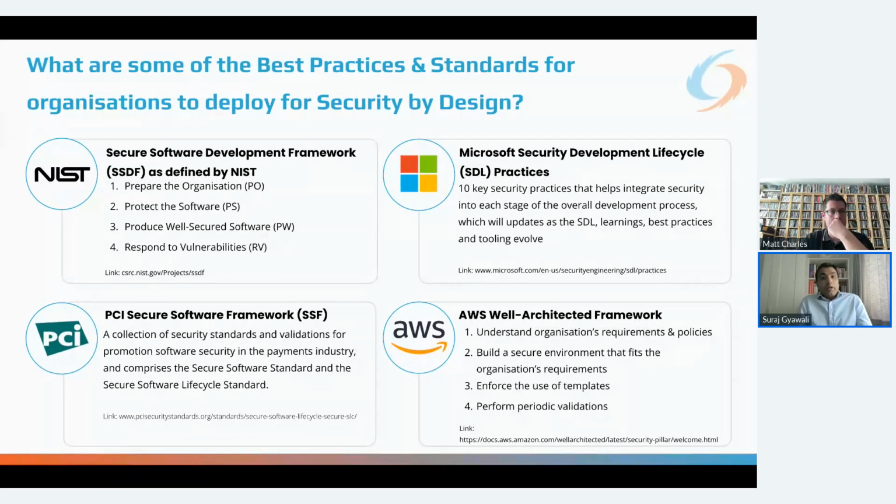The next framework is the PCI Secure Software Framework. The PCI Software Security Framework is a collection of security standards and associated validation for promoting software security in the payments industry. The SSF comprises the Secure Software Standard and the Secure Software Lifecycle Standard. The Secure Software Standard defines the security features and attributes that payment software must possess, and the Secure Software Lifecycle Standard defines the security processes and capabilities that a software vendor must have.